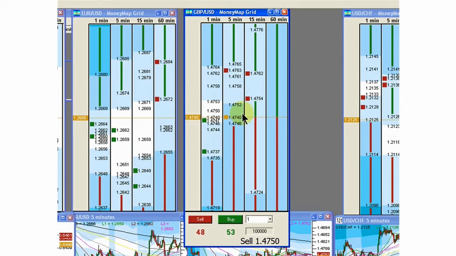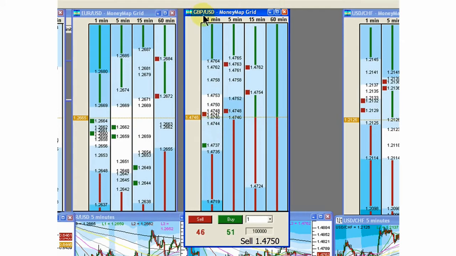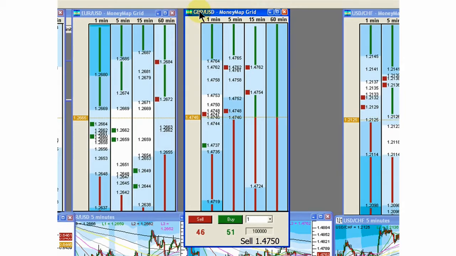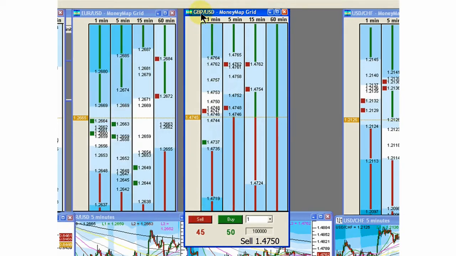Anytime you take a position with these grids, whatever currency you're looking at, in this case we're looking at pound dollar, whichever currency leads, whichever currency is first, is normally whatever decision we take with that currency. So when I sold here, as you saw me press the button sell, I was selling the pound, and simultaneously I was buying dollar.